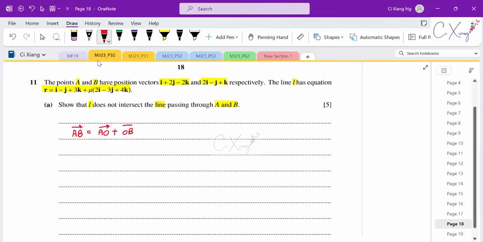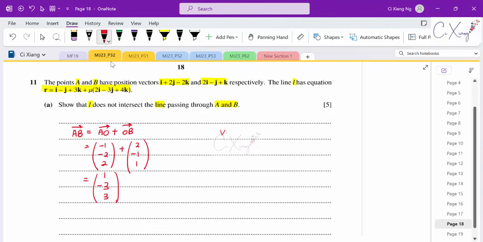So what is AO that I have here? AO will be equal to -1, -2, 2. OB is 2, -1, and 1. So if I simplify them, I'm having 1 here, then -3 and also 3. This is the direction for the equation of line AB.